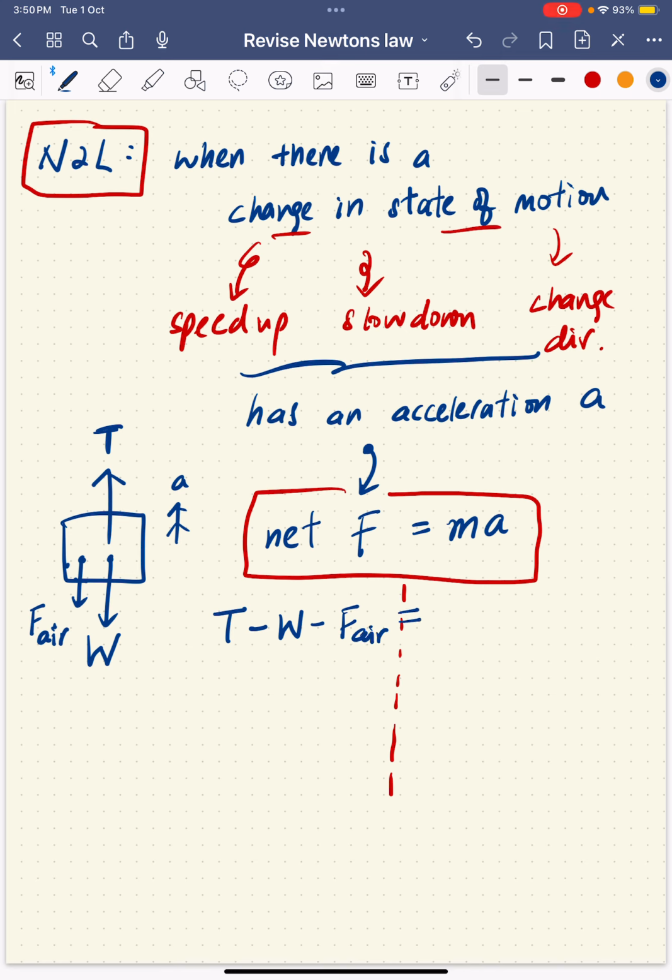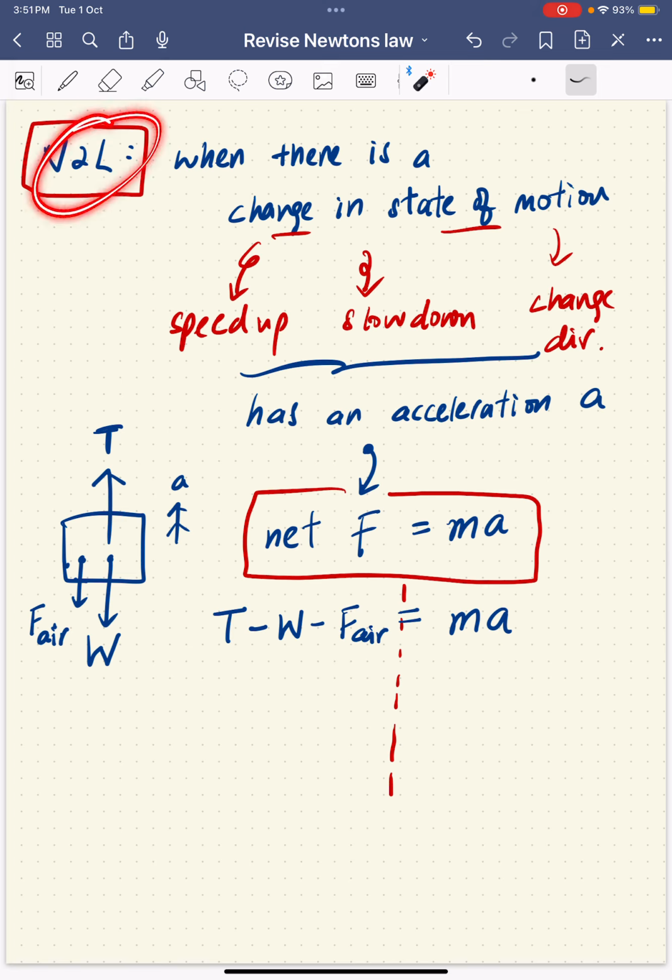T minus W minus the air resistance, the unbalanced amount, the leftover amount, must be such that T is bigger than the other two forces combined, and then we have a remaining value of the force which is upwards. On the right hand side will be the product of mass times the acceleration. From here we use Newton's second law to again form an equation. After forming the working equation, this will allow us to substitute and then solve for whatever unknown value that we need.